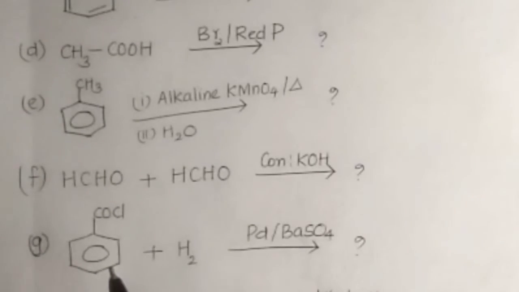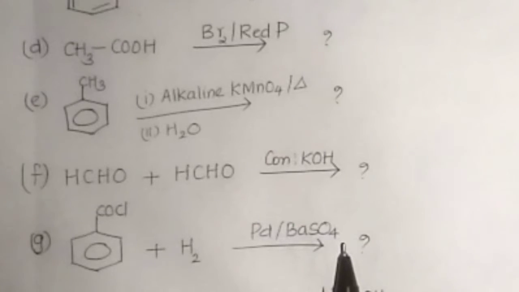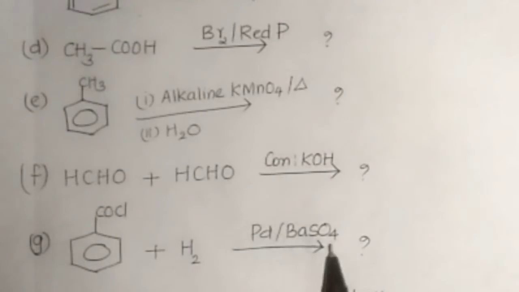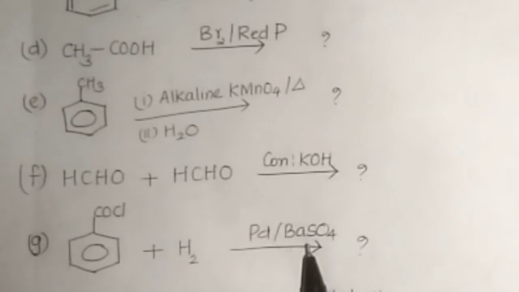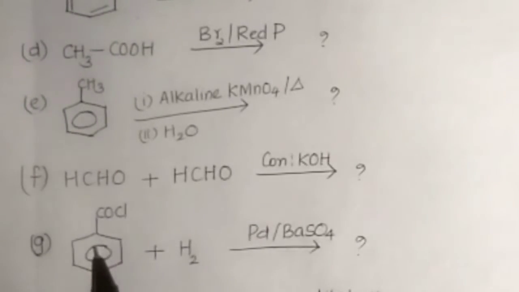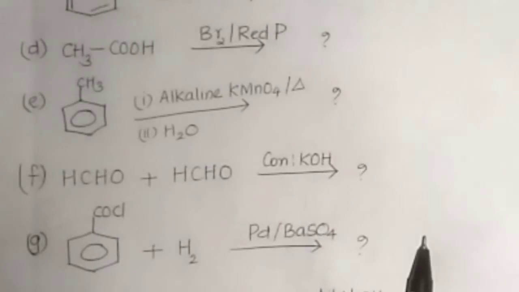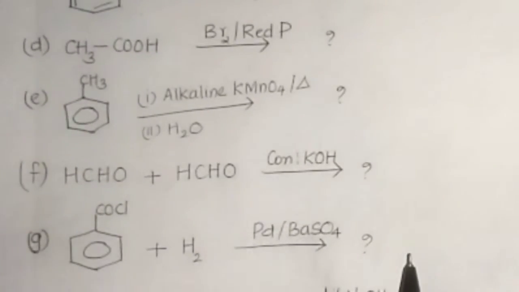Next question is this benzoyl chloride, benzene ring with the COCl. Benzoyl chloride on reduction in presence of palladium barium sulfate. You know, palladium in presence of barium sulfate reduction is Rosenmund reduction reaction. Then this Cl is replaced by hydrogen atom. Then we get an aldehyde. The Cl is replaced by hydrogen. Then we get CHO. Benzene ring with the CHO, that is benzaldehyde.